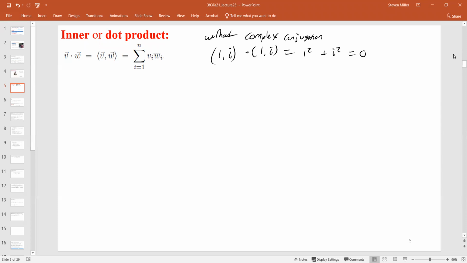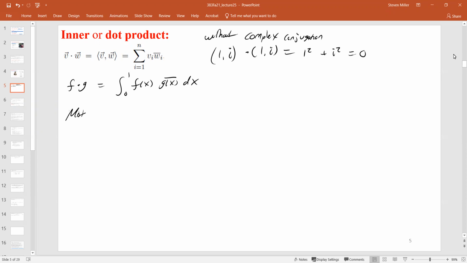How many people have seen the definition of the inner product on the space of continuous functions? How many have not seen the dot product on spaces of continuous functions? Okay, interesting. So we're going to define f dot g to be the integral, let's say, from 0 to 1 of f of x times g of x bar dx. And I'm working on just the interval 0, 1. If I wanted to work on all of R, I would just integrate from minus infinity to infinity. Why is this a natural definition?